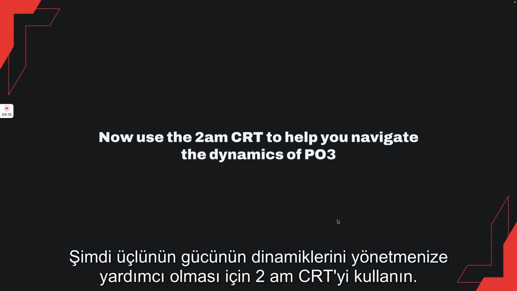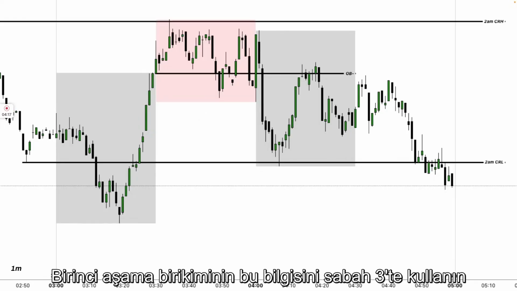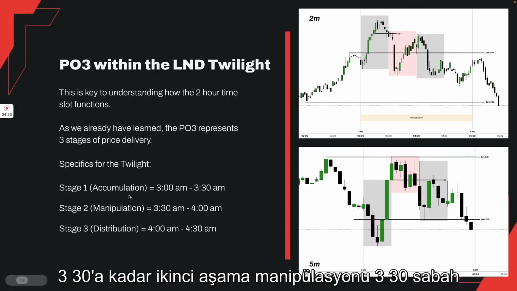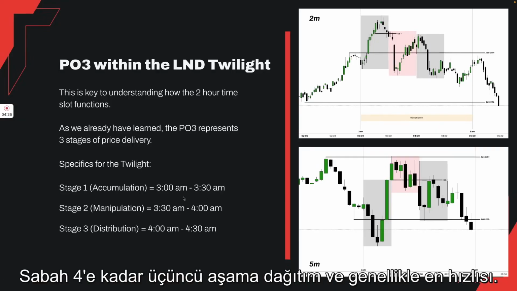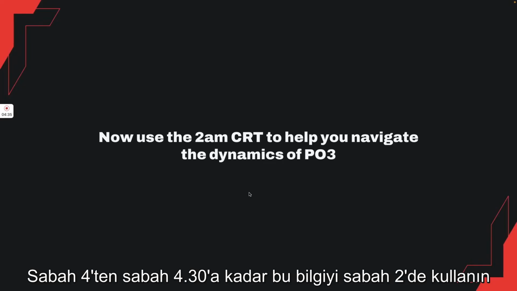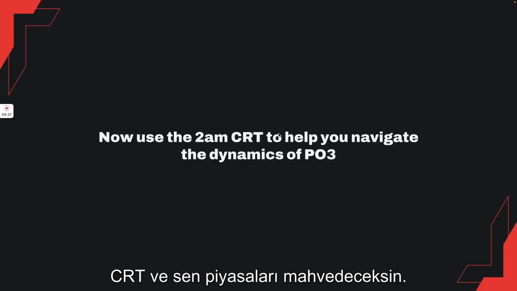Now use the 2 a.m. CRT to help you navigate the dynamics of Power of 3. Use this knowledge of Stage 1 accumulation, 3 a.m. to 3:30. Stage 2 manipulation, 3:30 a.m. to 4 a.m. Stage 3 distribution, and usually the quickest, 4 a.m. to 4:30 a.m. Use that knowledge with the 2 a.m. CRT and you will destroy the markets.